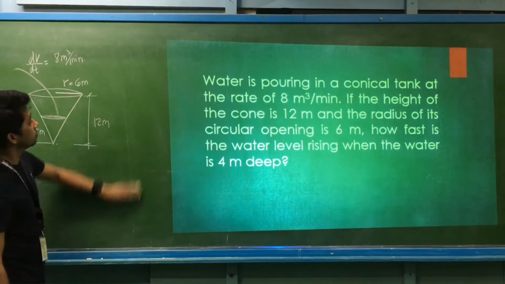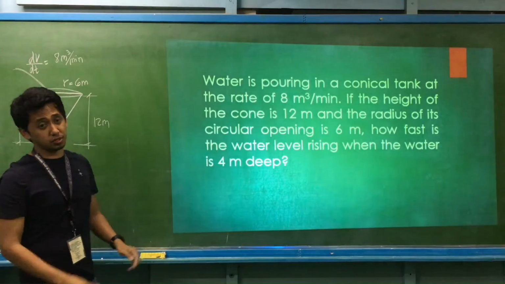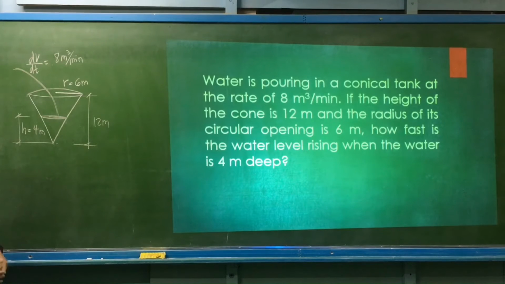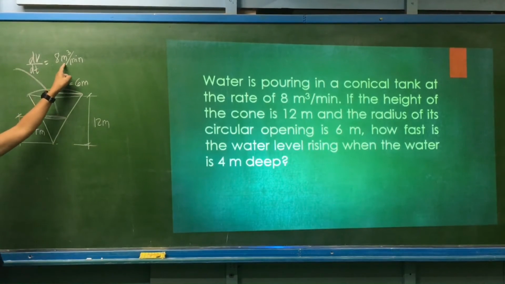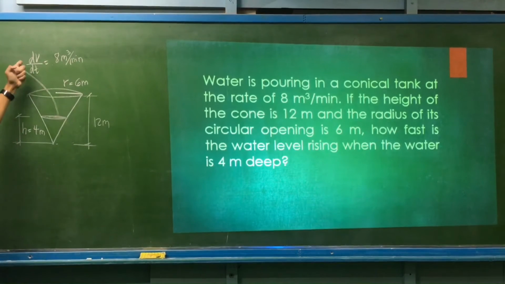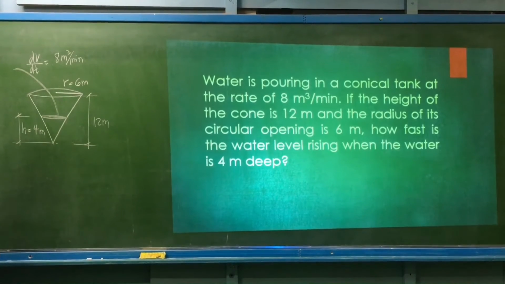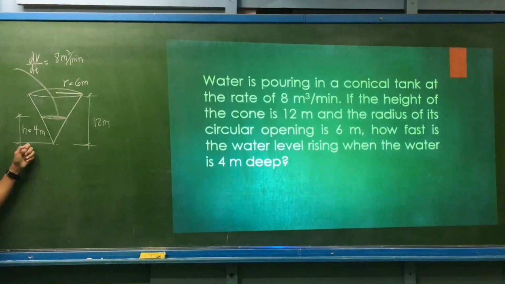So next example natin. Let's try change in volume naman. Water is pouring in a conical tank at the rate of 8 cubic meter per second. So cubic unit with respect to time, that is differential volume over time. If the height of the cone is 12 meters and the radius of its circular opening is 6 meters, how fast is the water level rising when the water is 4 meters deep?